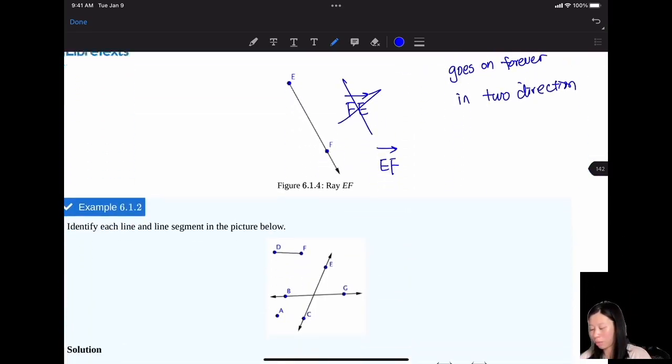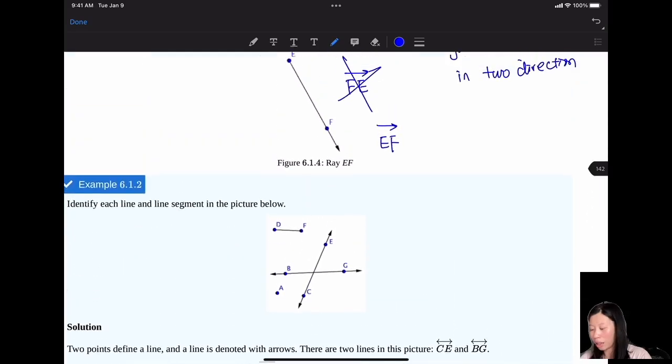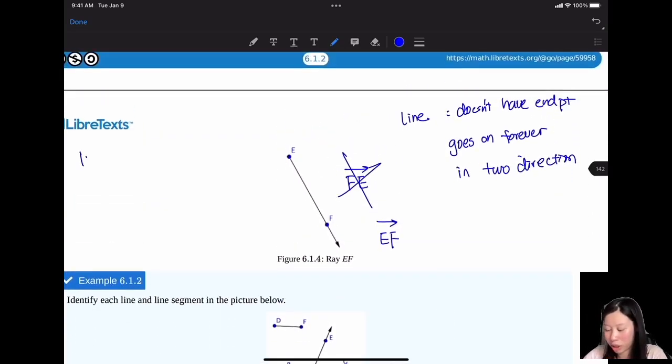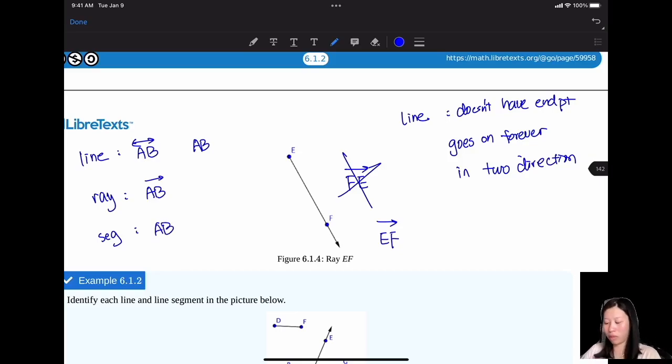So now let's recap. For a line, I'm going to write it here. For a line, we will have notation like AB with two arrows because you know that it goes on forever in two directions. Or sometimes you can just write it as AB. For a ray, we start with the endpoint and go through B. So this is a ray with one arrow on top. And a segment is that without any arrows.